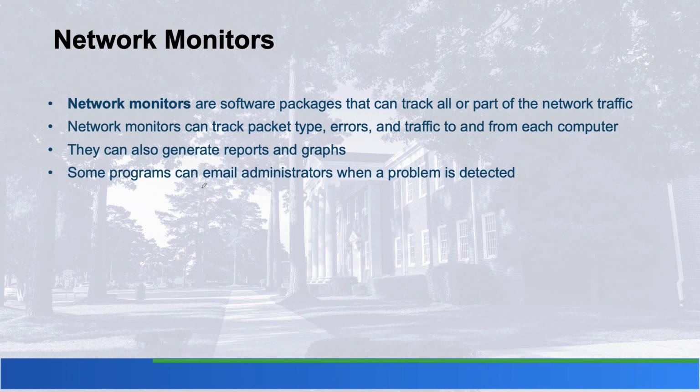We can also have network monitors. It's a piece of software that can track the network. They can track your packets, errors, and traffic from and to each computer. So if you notice that your network is running slow, it might be because one of your computers is using Netflix or something, using up all your bandwidth. These network monitors will help you to locate that computer.